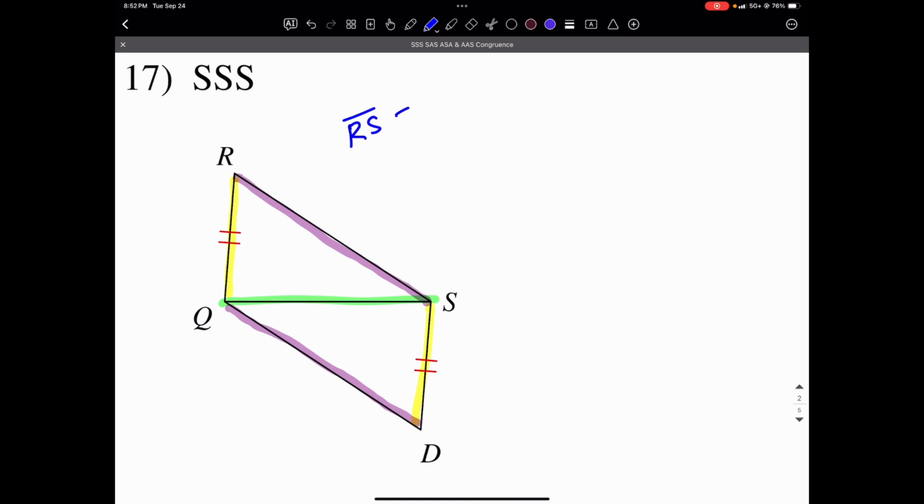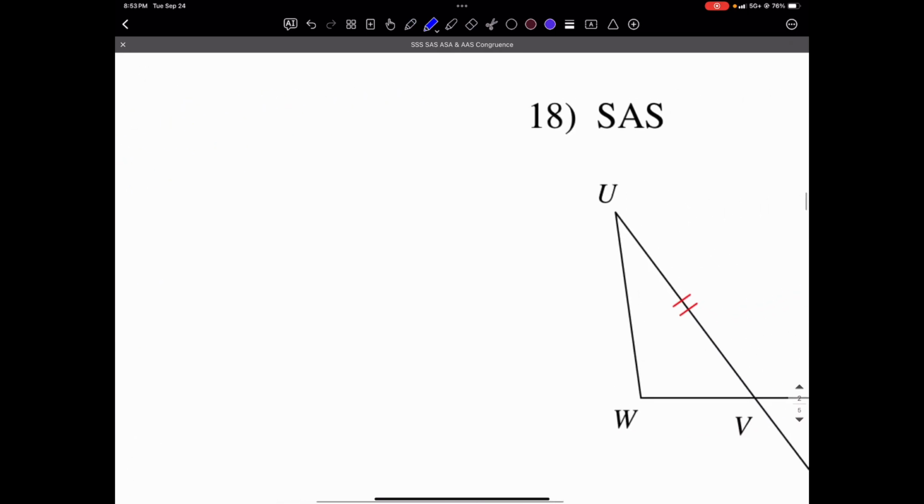line segment RS is congruent to line segment. Of course, notice I went from R to S, so this time I go from D to Q. DQ. You could also write it as SR is congruent to QD. Either way would be acceptable. Okay, remember that's side, side, side. Anytime you have 3 side lengths in corresponding triangles that are congruent, 3 corresponding sides are congruent, those triangles are going to be congruent.